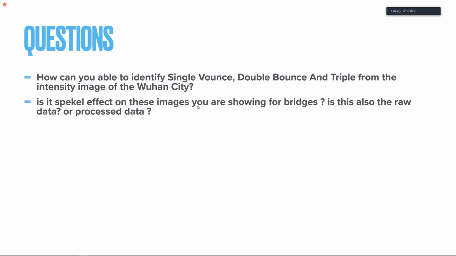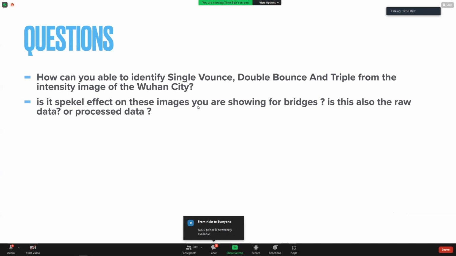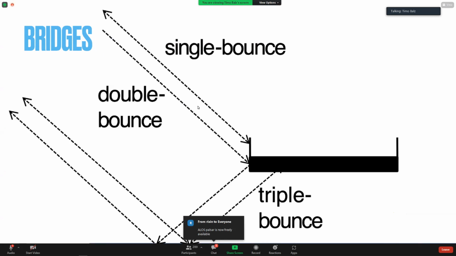I got this question before: is this also raw data or processed data? So let's take a look at that. First, how do we know which bounce it is? We just know that, in that case, from the timing.